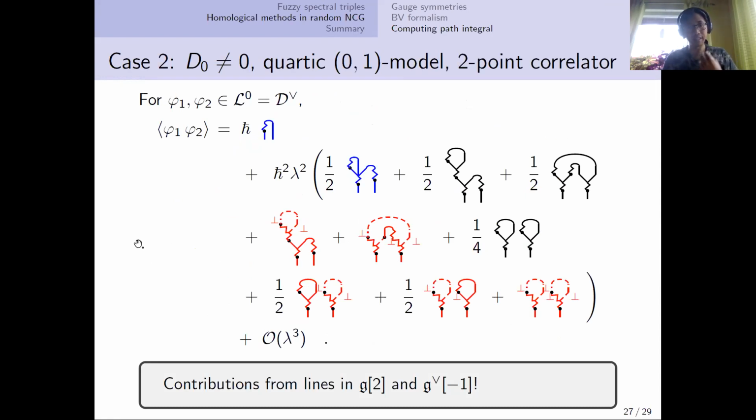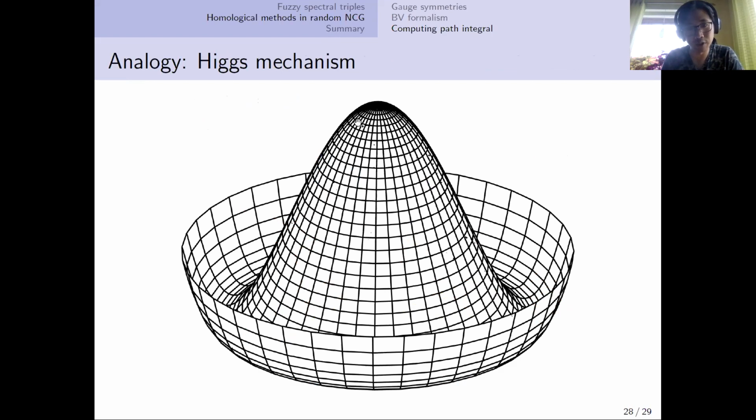Indeed, what we get when we compute the two-point function is that we have the blue parts here, which are the pieces we had before, and the red parts here are contributions from the ghost parts. So indeed, we have contributions from the gauge symmetry. This is analogous to the Higgs mechanism. In the D0 equals zero case, we perturb up here at the top, and everything looks very symmetric. However, if you go down here into the well, which is the non-zero case, then suddenly the symmetry is broken, and we get this Higgs mechanism, as probably many of us have seen.